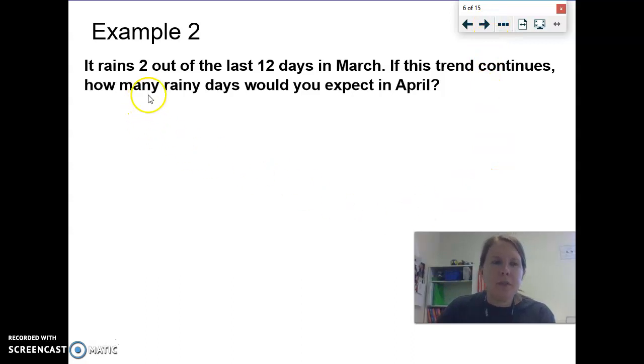All right, example 2 then. It rains 2 out of the last 12 days in March. If this trend continues, how many rainy days would you expect in April? So if we think this trend is going to continue on, we want to know, what are we going to be able to expect in April? How many days are going to rain in April?